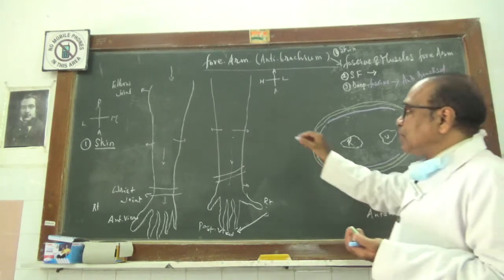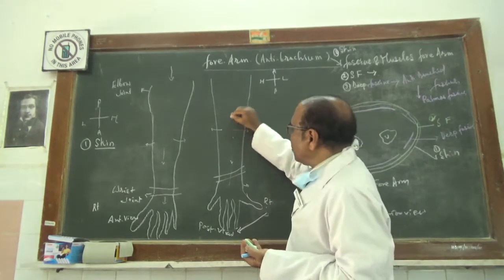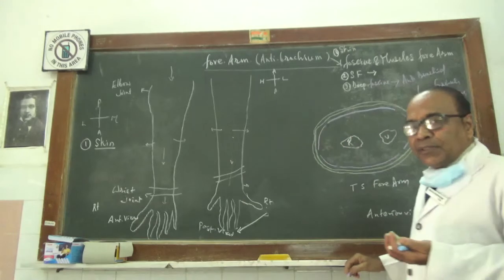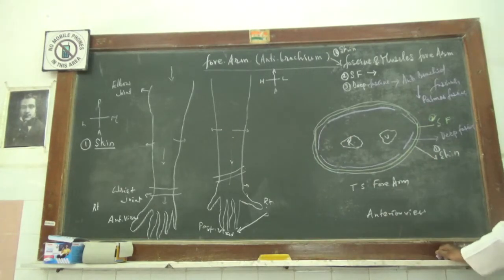Now the deep fascia of the forearm, as it runs medially and then laterally, becomes the deep fascia of the medial aspect and the lateral aspect of the forearm, from medial to lateral respectively.